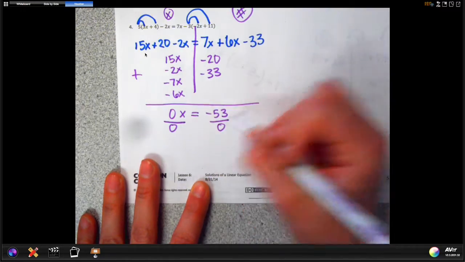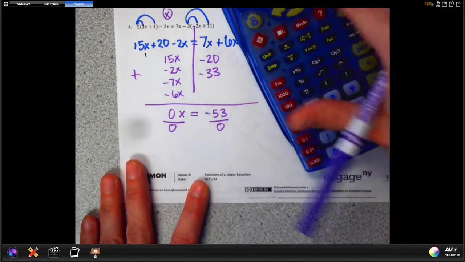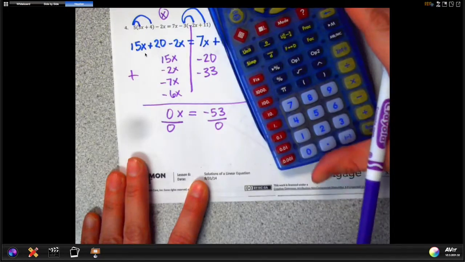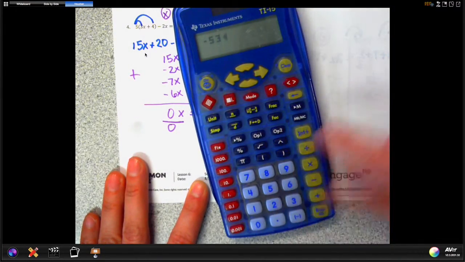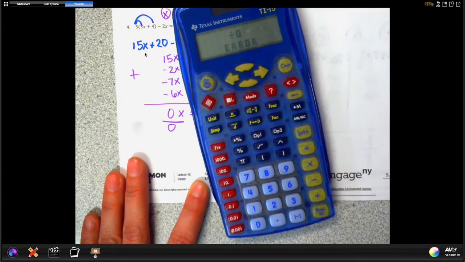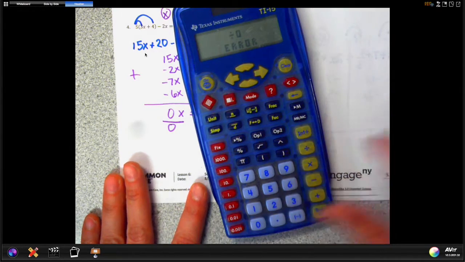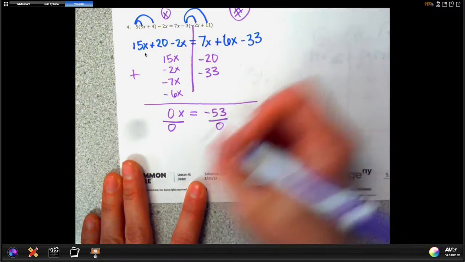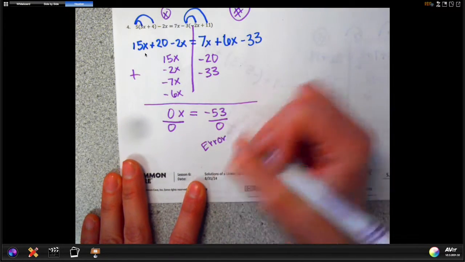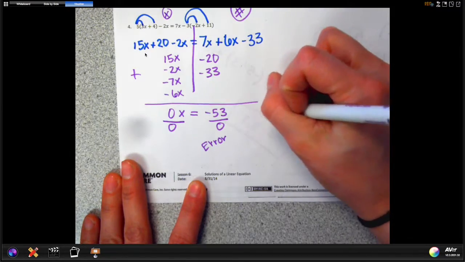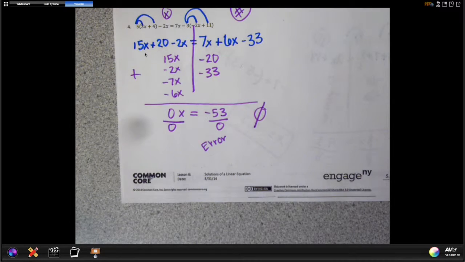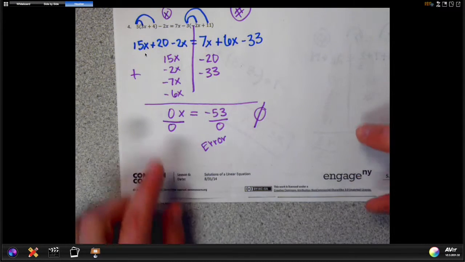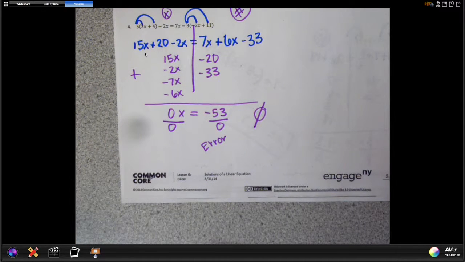And we all know you cannot divide by 0. Even if you try that in your calculator, which I'll show you. Negative 53 divided by 0. Oh, it says it's an error, and that's correct. We don't divide by 0, so this says error, and the answer then to a problem like this is no solution. There is no solution to this problem. So that is a unique situation that can sometimes happen, and we have to kind of look out for that.